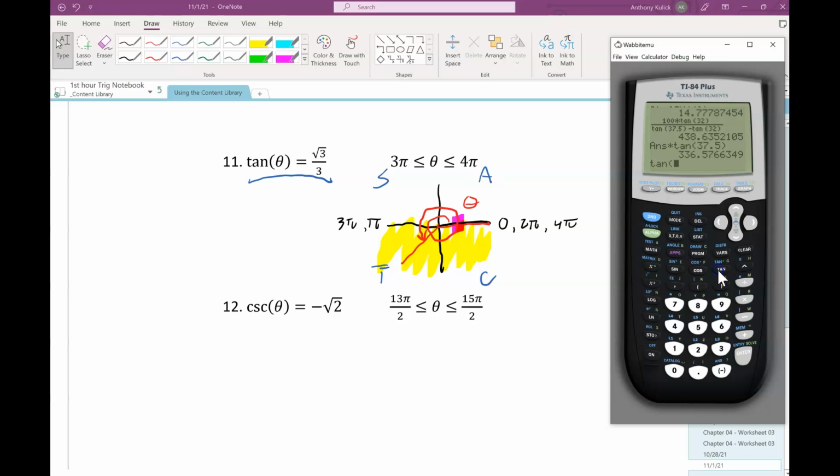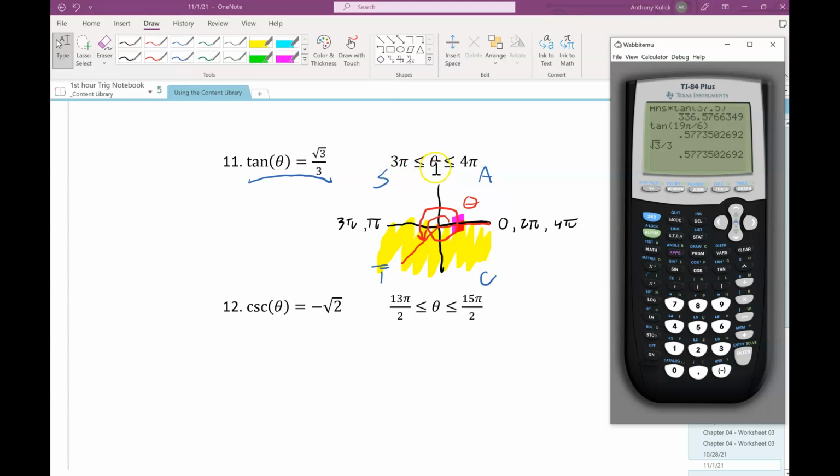So I'm going to do tan of 19 pi over 6. It gives me that decimal. Well, I don't know if that's root 3 over 3, but to figure that out, I'll just do root 3 over 3 on my calculator and make sure they're the same decimal. So they are, so that's good. So that's the first half of my check.